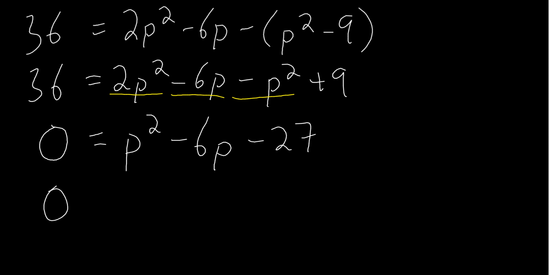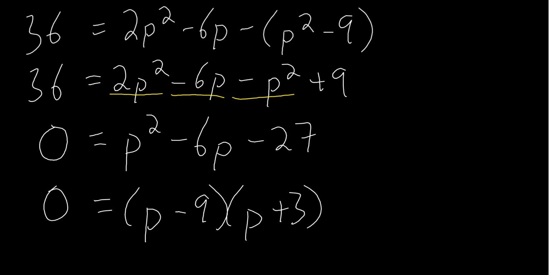Now we factor p squared minus 6p minus 27, and that looks like it factors into a 9 and a 3. So we're going to have p minus 9 and p plus 3. Let's put this on the next page.